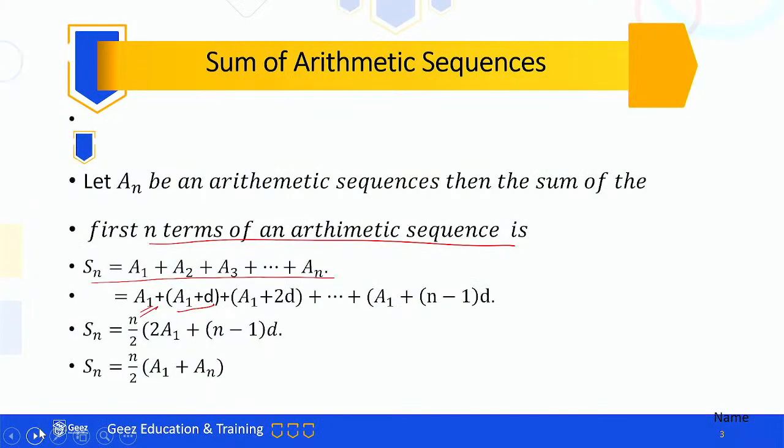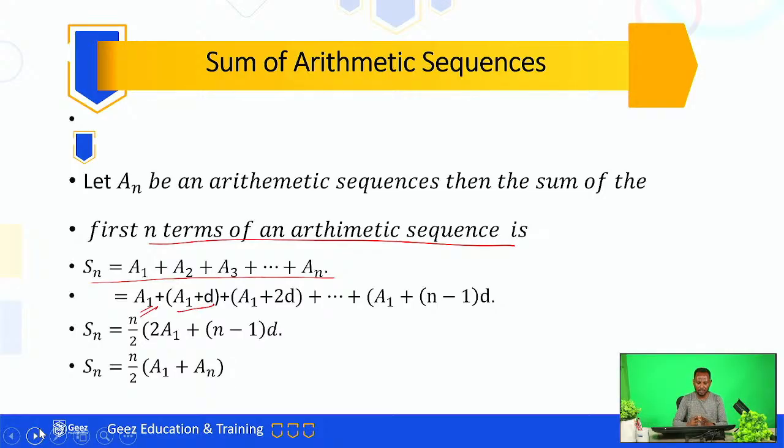We need to talk about how we can add the terms of an arithmetic sequence. So we need to consider again the concept of partial sum, or adding the first n terms of an arithmetic sequence. The definition we have here is: let a sub n be an arithmetic sequence, then the sum of the first n terms, a1 plus a2 plus a3 till a sub n, is the sum of the first n terms of an arithmetic sequence. We are going to derive the formula for the sum of the first n terms of an arithmetic sequence.